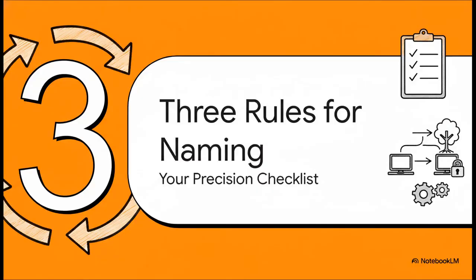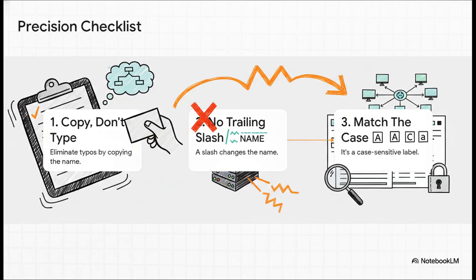All right, so if this is all about being precise, how do we make sure we're getting it right every single time? Well, I've got a super simple checklist for you, just 3 little rules that will wipe out this error almost every time you see it. Here they are, and they couldn't be simpler. First, copy, don't type. Second, no trailing slash at the end. And third, you have to match the case exactly.